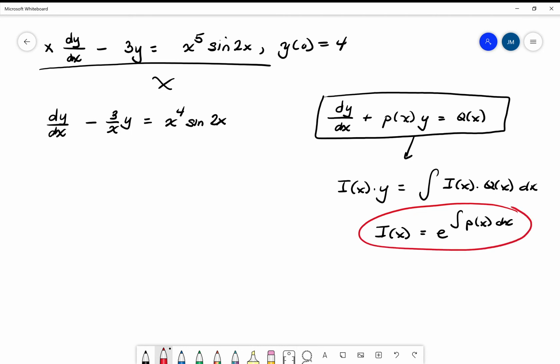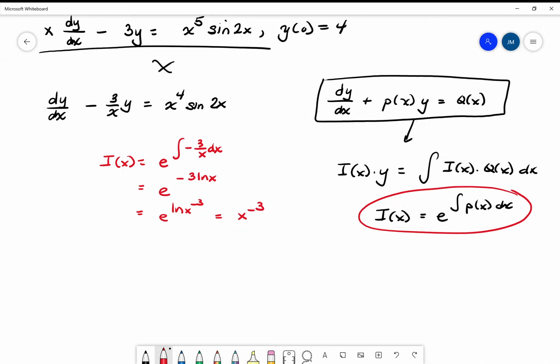An integrating factor in general is just a function that is used to aid in the solving of a differential equation. And since it often involves integration, that's kind of where we're at. So I(x) is e to the integral of negative 3 over x dx, which is e to the negative 3 ln x, which is e to the ln of x to the negative 3, which is x to the negative 3. So there's our integrating factor.